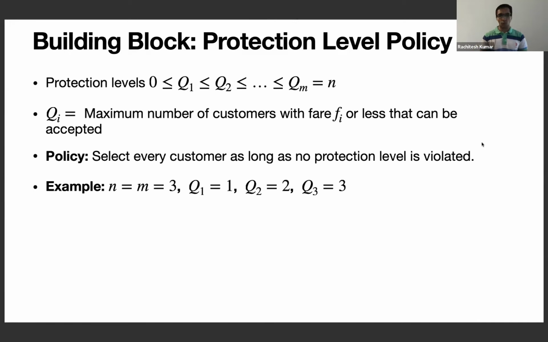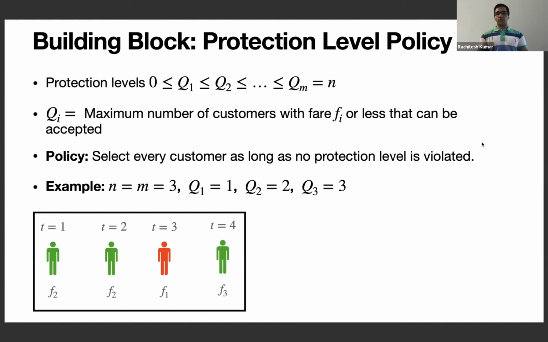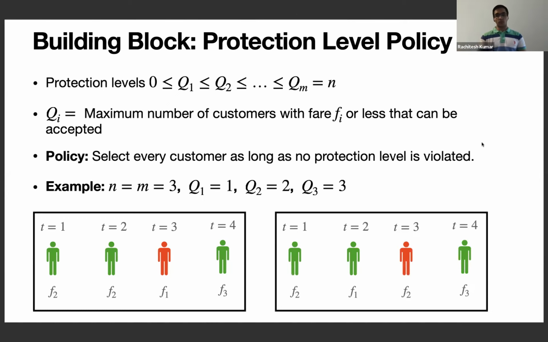Okay, just to make sure everyone's on board, I'm going to go through a couple of examples. Say your capacity is 3, the number of fare classes is also 3, and the protection levels are 1, 2, and 3. In the first sequence, you get F2 followed by F2, then an F1 and an F3. So in this case, you would accept the first 2 customers because no protection level is violated. You would reject the third one because accepting her would violate protection level Q2. And finally, you would accept the last customer because no protection level is violated. If I were to flip the middle 2 customers, then again, I would accept the first one, no protection level is violated. I would accept the second one, no protection level is violated. I would reject the third one because again, Q2 protection level would be violated if I accepted her. Finally, I would accept the last customer.